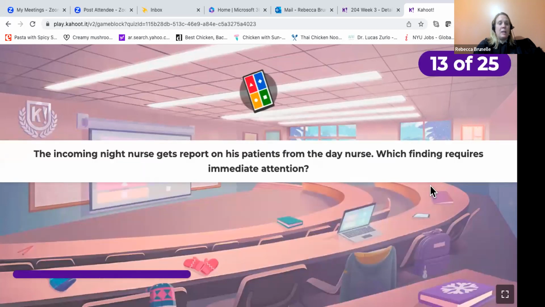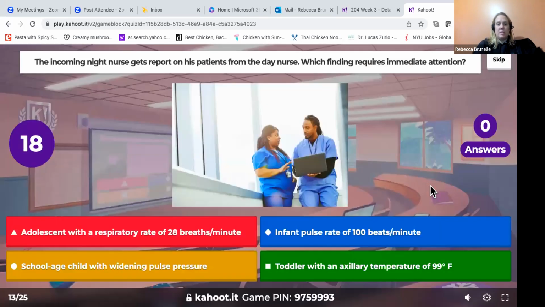The incoming night nurse gets report on his patients from the day nurse. Which finding requires immediate attention? An adolescent with a respiratory rate of 28, a school-age child with a widening pulse pressure, an infant with a pulse rate of 100, or a toddler with an axillary temperature of 99.